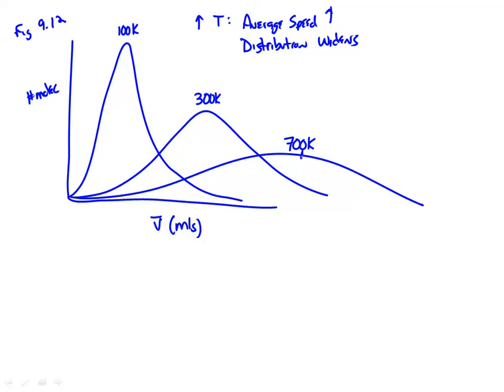So one always has to be careful when one is talking about averages versus means. For instance, when we talk about the average speed of a molecule, well, not very many molecules are actually going that average speed at very high temperatures.